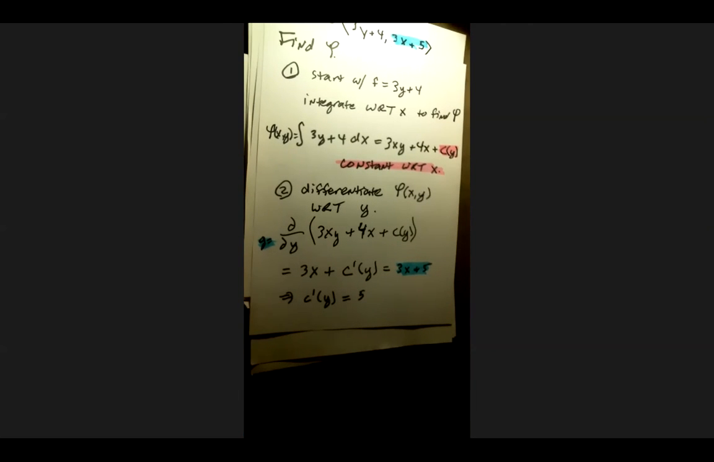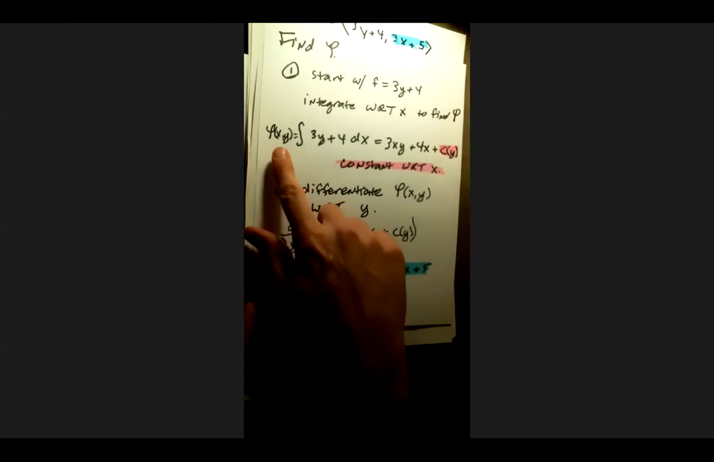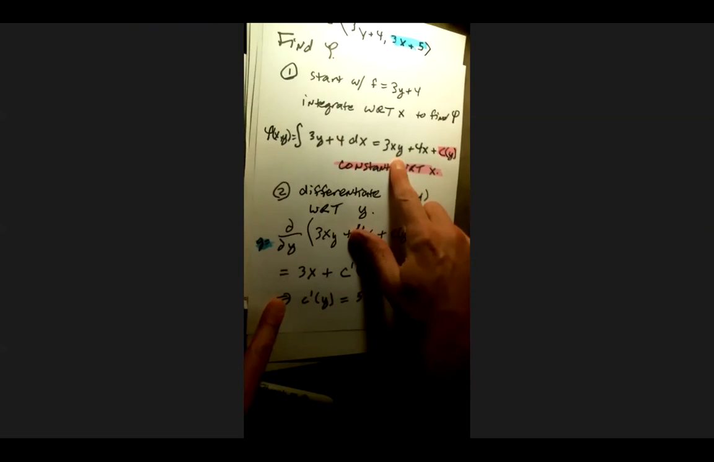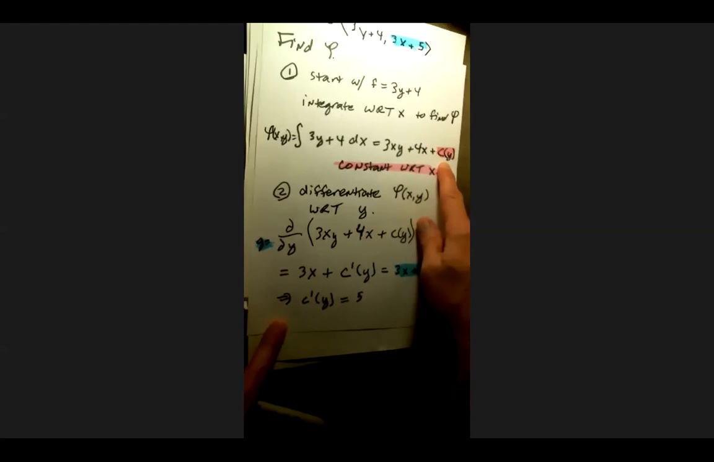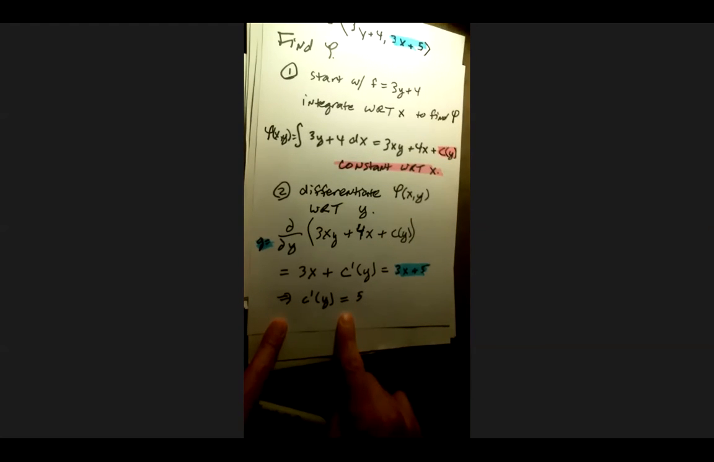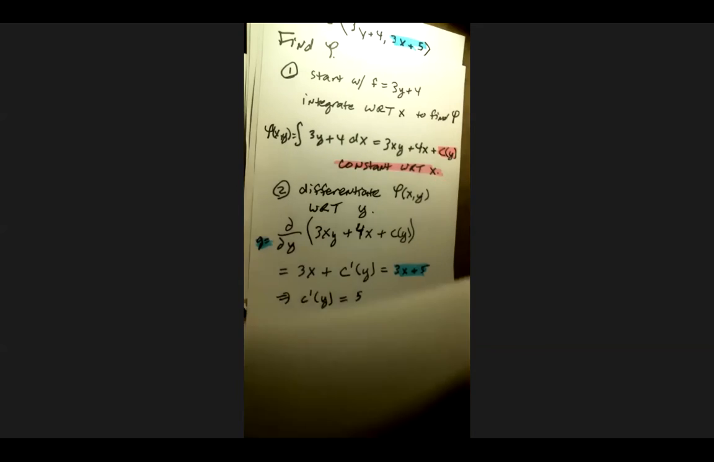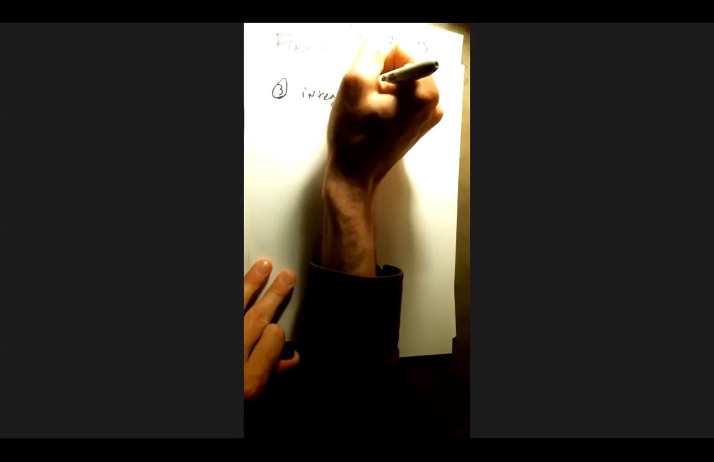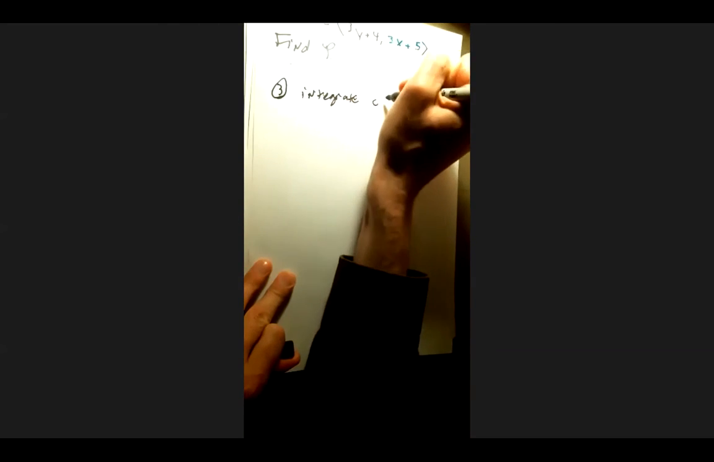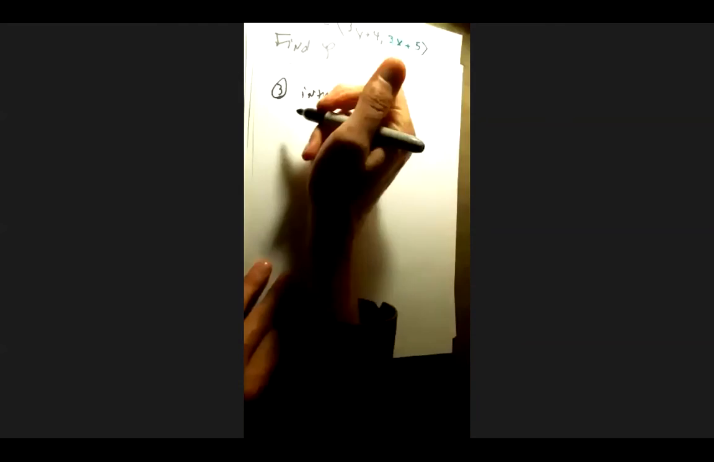Okay. So do we know what phi is yet? No. We're getting there, right? Because we have this formula for phi. Phi is equal to 3xy plus 4x plus c of y. And we now know what c prime of y is. So next step, we can integrate c prime of y.